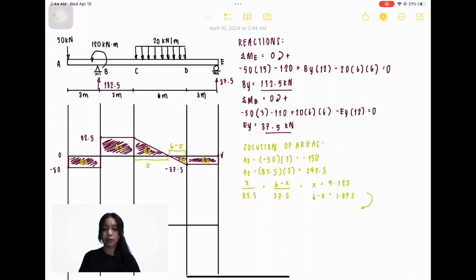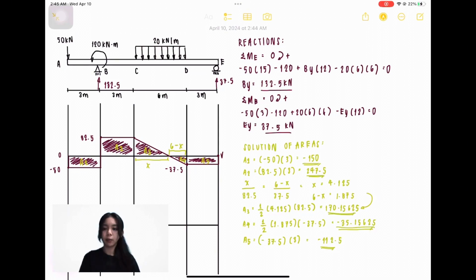Pwede na nating masolve ang area ng triangle. For area 3, 1/2 times 4.125 times 82.5 is equal to 170.15625. For area 4, 1/2 times 1.875 times negative 37.5 is equal to negative 35.15625. Then for the last area, we will use length times width. So negative 37.5 times 3 equals negative 112.5.